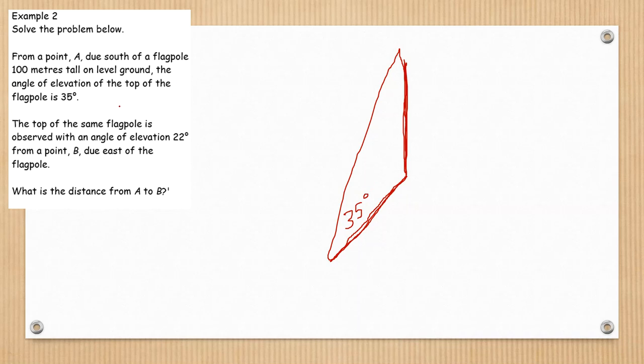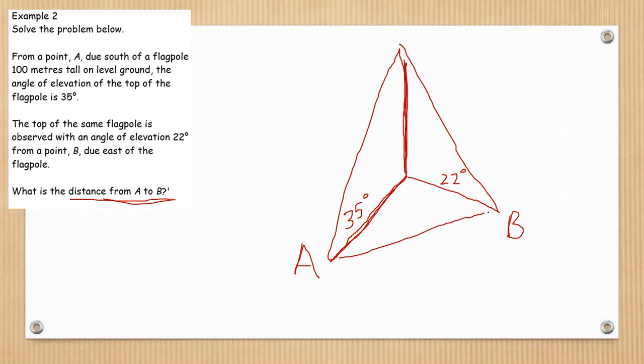So this is this part of the question. The top of the same flagpole is observed with an angle of elevation of 22 degrees from a point due east. So if east is over here, the angle up here would be 22 degrees. What is the distance from A to B? So A is over here, B is over here, so we need to find this distance across here.